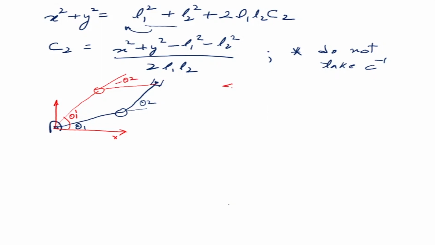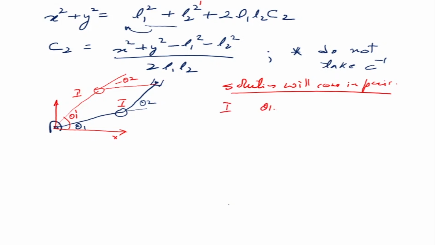Okay, so solutions will come in pairs. What do I mean? If I call this solution 1 and I call this solution 2, then solution 1 has theta 1 and theta 2. The second pair has theta 1 dashed and minus theta 2. Okay. Now you cannot cross the solutions, which means that you cannot cross. What is the meaning of cross?